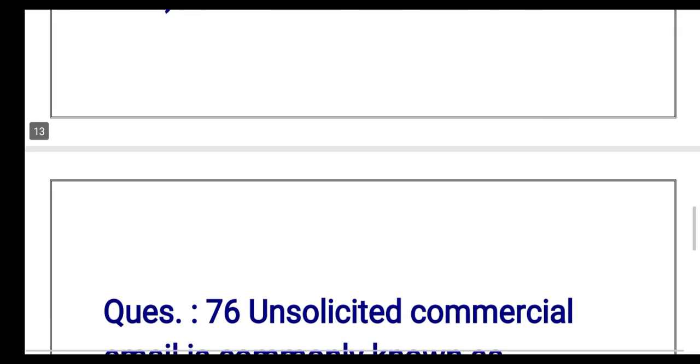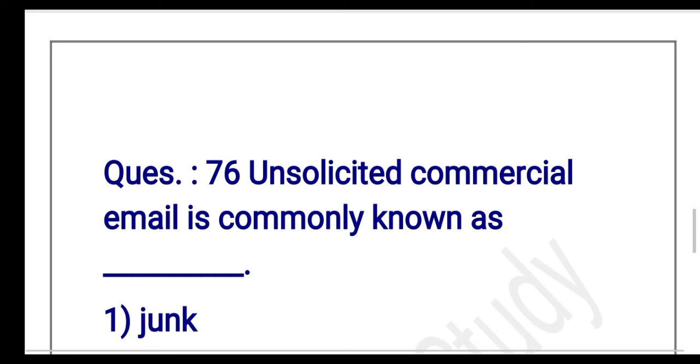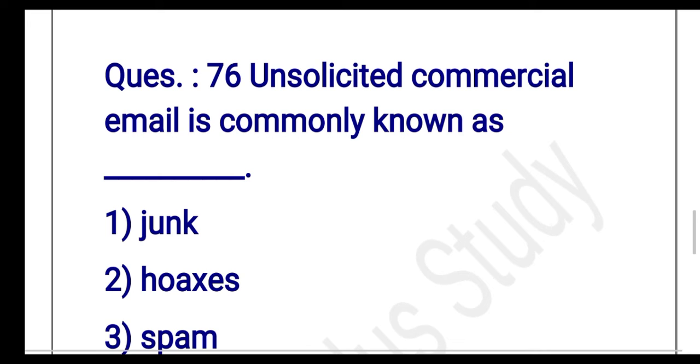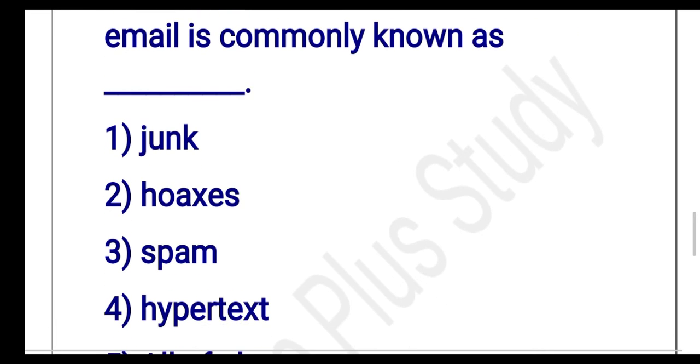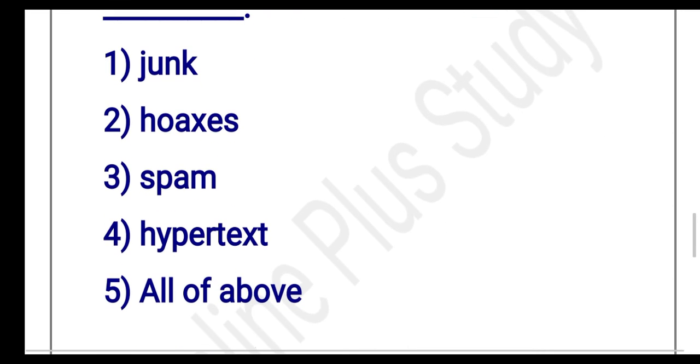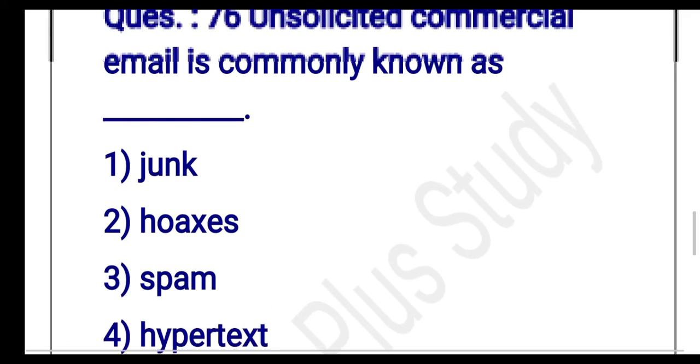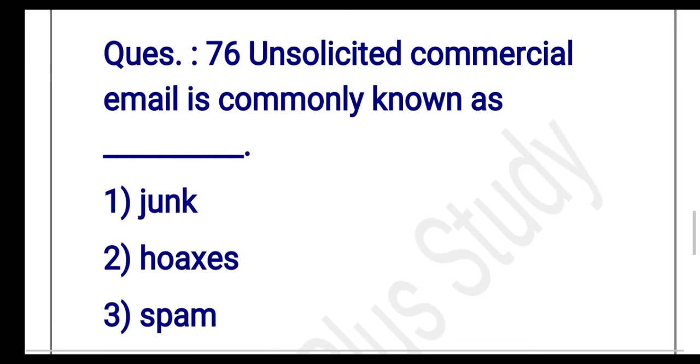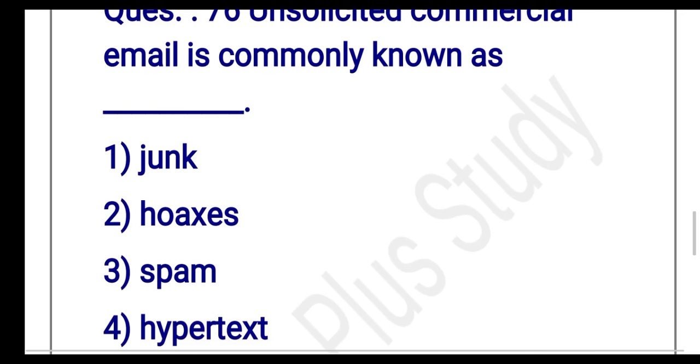Today's next question is question number 76: unsolicited commercial email is commonly known as dash. Options are junk, hoaxes, spam, hypertext, all of the above. So what is its answer? Please comment. Its answer is option number 3, spam.